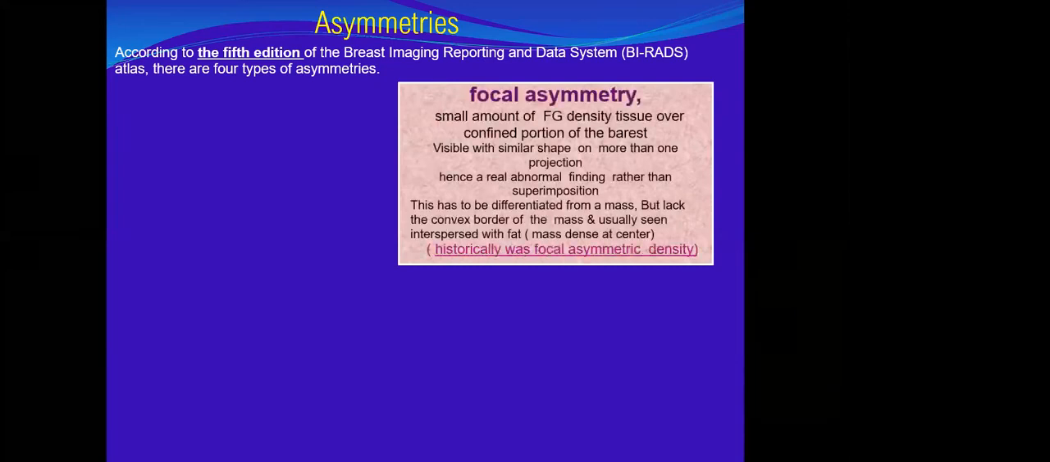We have the asymmetry types: asymmetry, focal asymmetry, global asymmetry, and developing asymmetry. Excellent. So we said focal asymmetry is a small amount of fibroglandular density over a confined portion of the breast, less than a quadrant, visible with similar shape on 2 orthogonal projections.